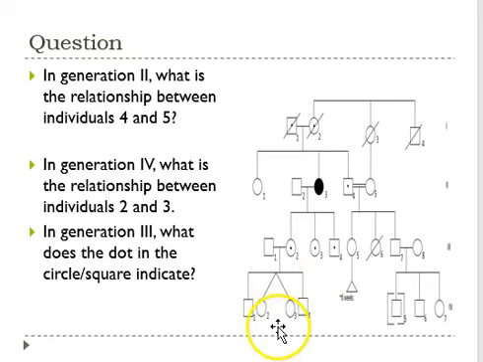If 2 individuals are different sexes, they have to be fraternal twins. If they're the same sex, they could still be fraternal twins. Identical twins is indicated by the single line. In generation 3, what does it mean to have the dot in the middle? That means this individual is a carrier of a recessive disorder.